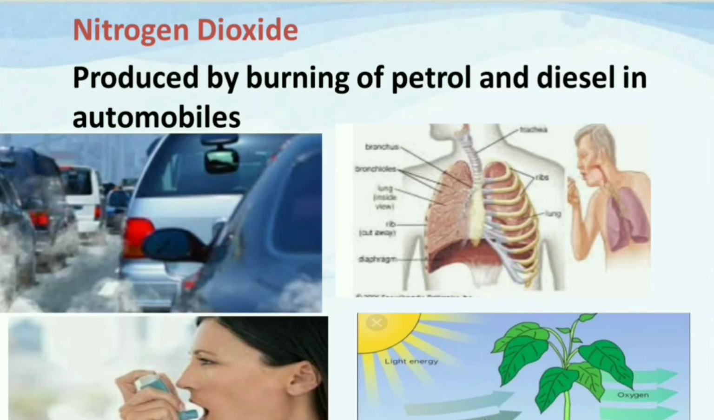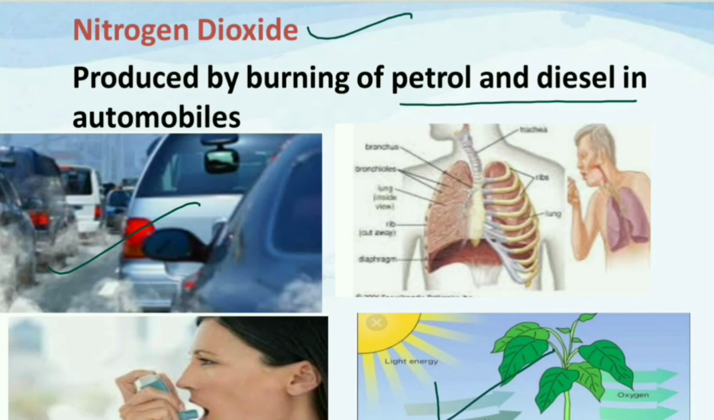The second one is nitrogen dioxide. Nitrogen dioxide is a major gas which is produced by burning of fossil fuels like petrol and diesel in automobiles. A large amount of nitrogen dioxide is released by the vehicle's exhaust. High concentration of nitrogen dioxide in air is harmful for plants. It results in the retardation of photosynthetic activity, and it results in various types of respiratory problems in human beings like bronchitis and asthma.